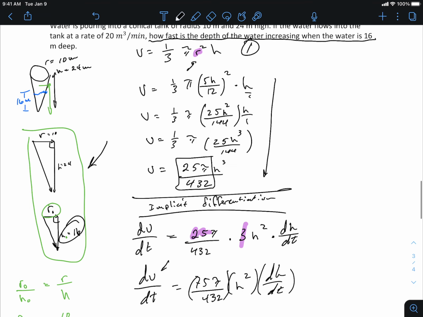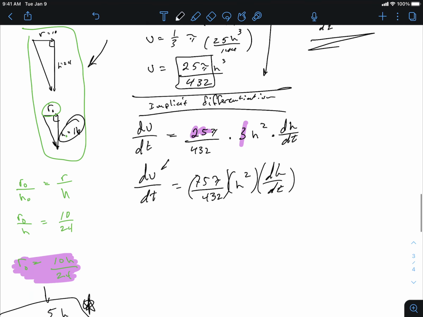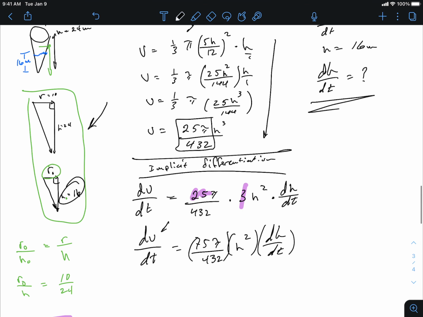Okay, so we know the rate at which the water is changing, dV by dt. We can make a little list here. dV by dt is going to equal 20 meters cubed per minute. That's how fast we're pouring water into this thing. And then we know h is going to equal 16 meters, and we want to know what dh by dt is. That's what we're after. Okay, we're going to come down and plug that stuff in, right?